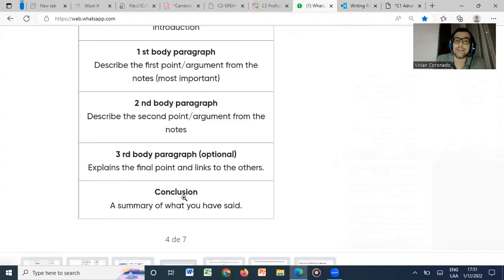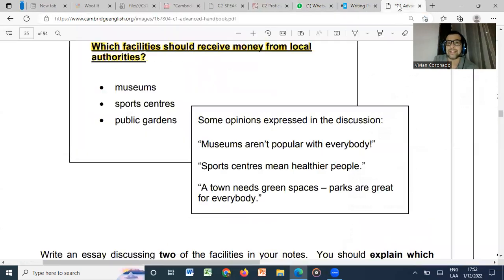And then the last paragraph, which is the conclusion, a summary of what you have said. So for the essay, please write a conclusion. And here, yes, you can say, I think, I believe, in my opinion, right? So this is the way of doing it. So in general, this is how we need to write the essay, okay?